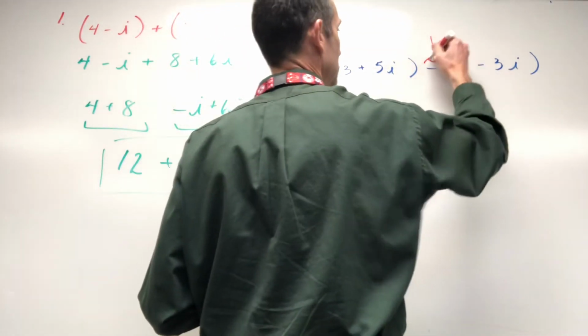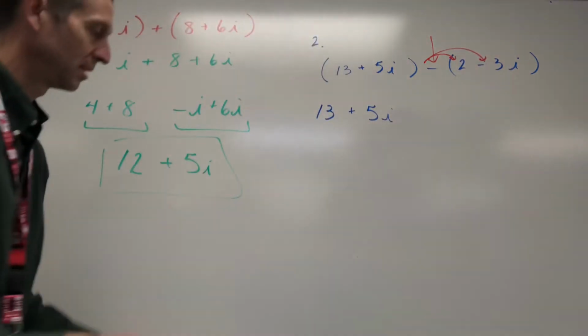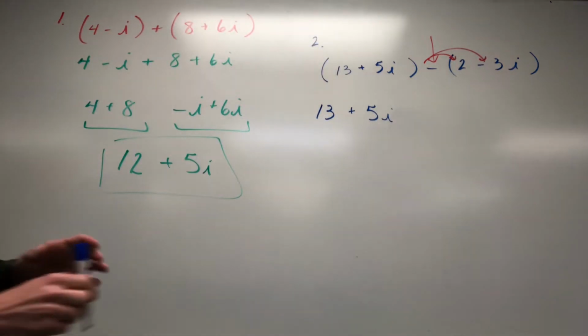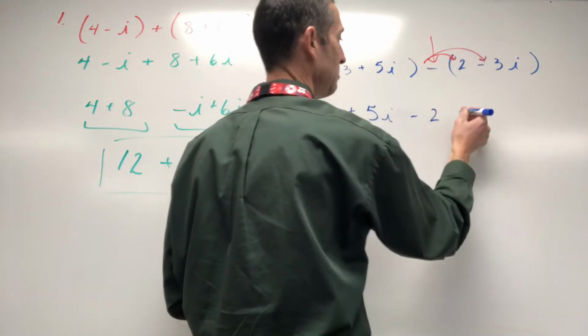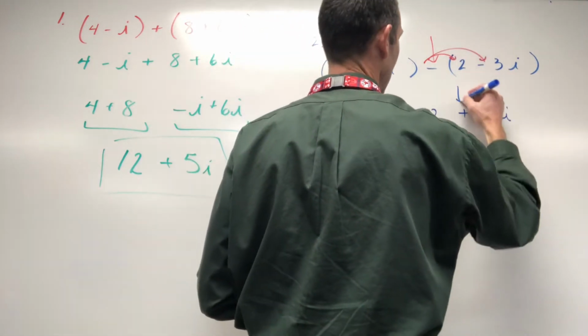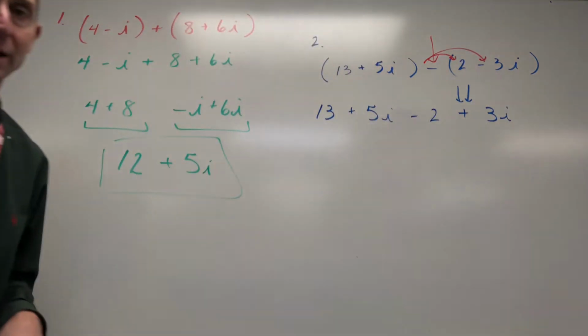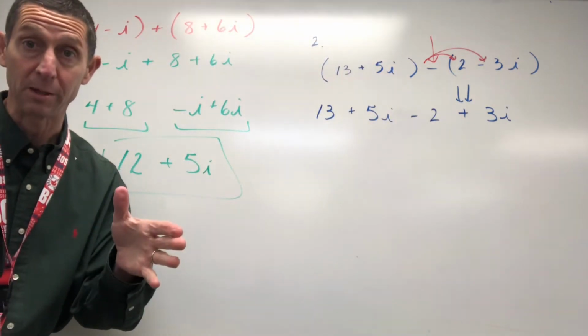So negative times 2, negative times negative. So it changes those signs. Minus 2, and then negative times negative becomes plus 3i. So watch out for that. That's the one spot that really tricks up a lot of people.